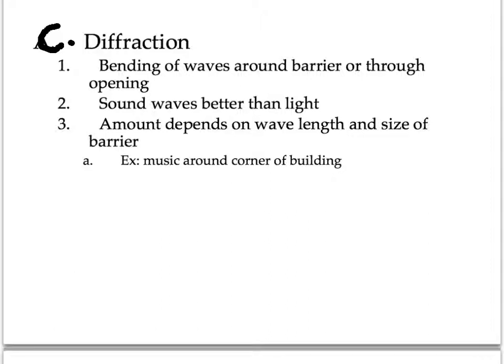Sound waves tend to diffract better than light, but light will to a certain extent. The amount depends on the wavelength and the size of the barrier. So for example, if the band was, say, practicing on one side of the school and we were around the corner from them, we still would be able to hear them. That's due to diffraction.